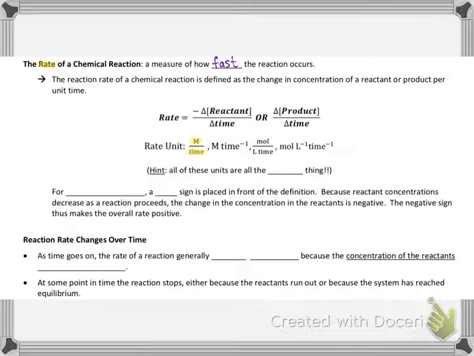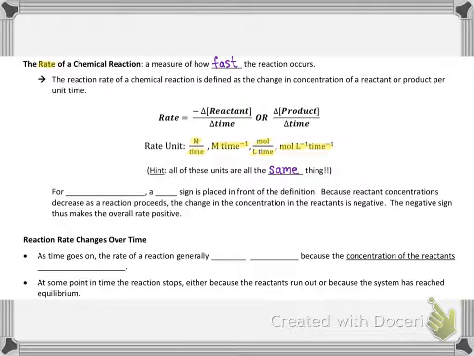You can write that in different ways. This could be molarity times time to the -1. Or, remember, molarity is just moles per liter. So it's moles divided by liter times time, which is the same as saying moles times liter to the -1 times time to the -1. But all of those units are the exact same thing.